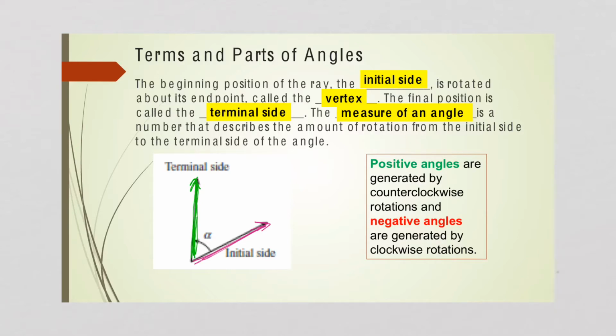Alright, the measure of an angle is the number that describes the amount of rotation from initial to terminal. And we draw these arrows from the initial side to the terminal side, and that gives us the measure of the angle. And we want to make sure we understand that direction matters. So, positive angle measures are generated by rotating counterclockwise. Negative angles are generated by rotating clockwise. So keep that in mind. Positive up, negative down.